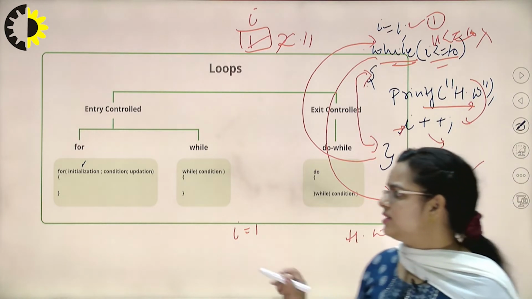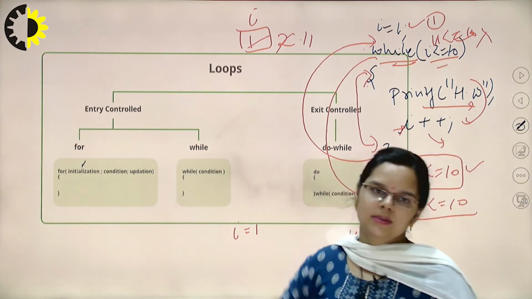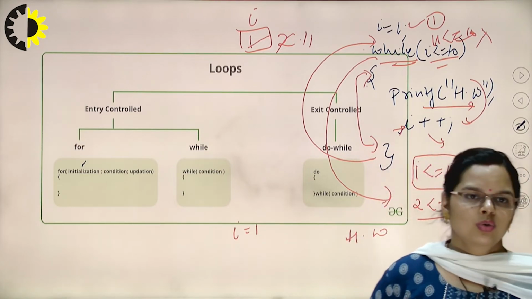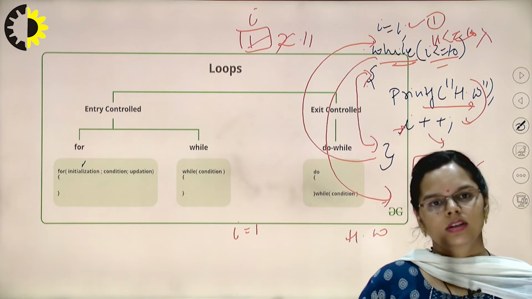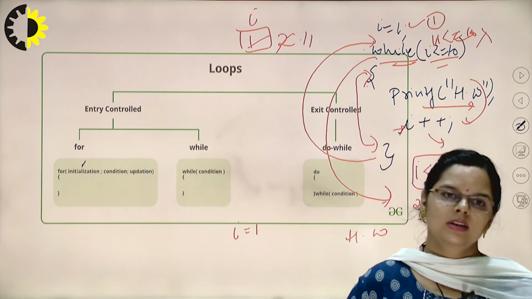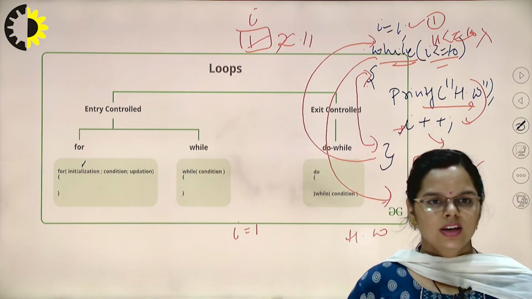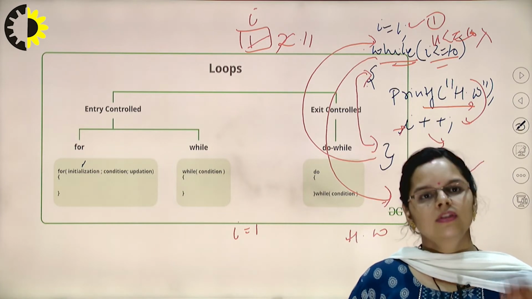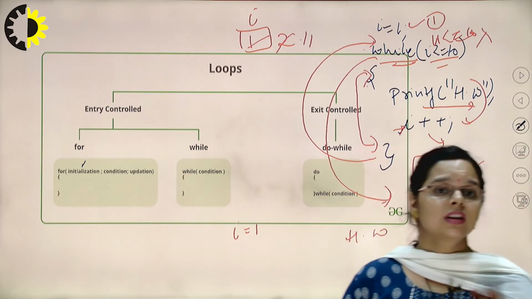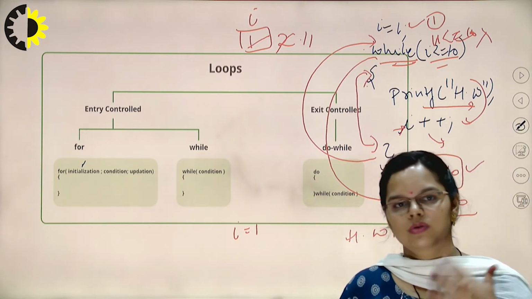So we can always say all these 3 steps, initialization, condition and updation, while loop and for loop, they both are following these 3 steps. Initialization, first of all, the counter variable is initialized. Then the condition is checked. If the condition is true, then it will execute the rest of the statements which are inside the body of the loop. And if the condition is false, it will automatically come out of the loop.